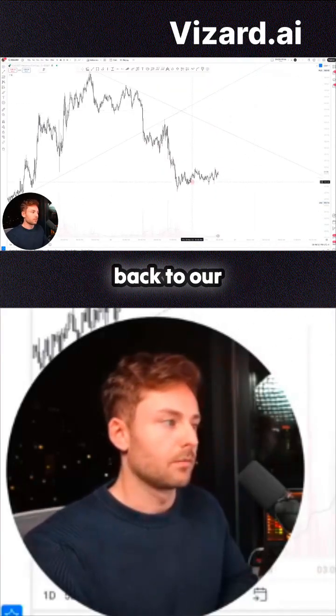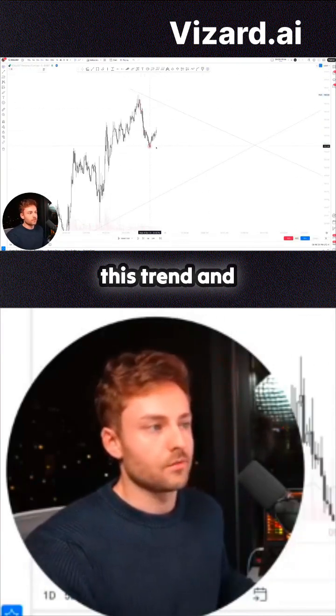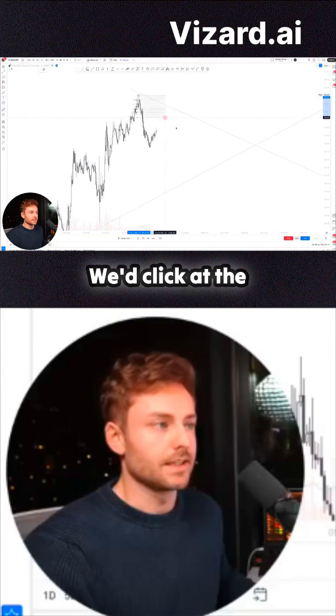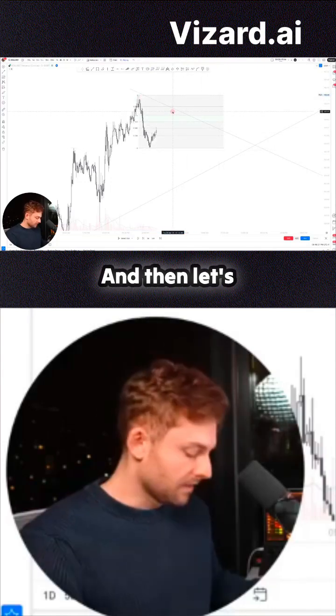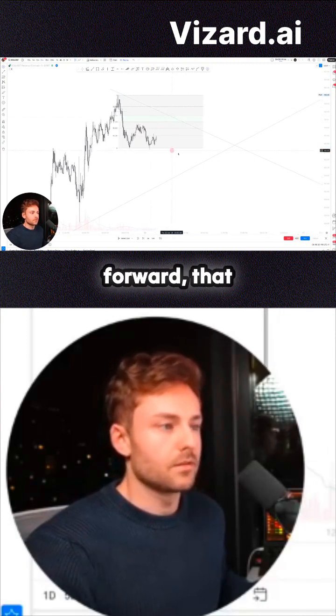Okay, so if we go back to our chart, we know we have an uptrend and a downtrend. So say for example, we wanted to look at this trend and see some of its important levels. We'd click at the high and then go over to the low. And then let's watch what happens to price and where it starts to respond. Okay, so as the chart moves forward, that becomes the low.